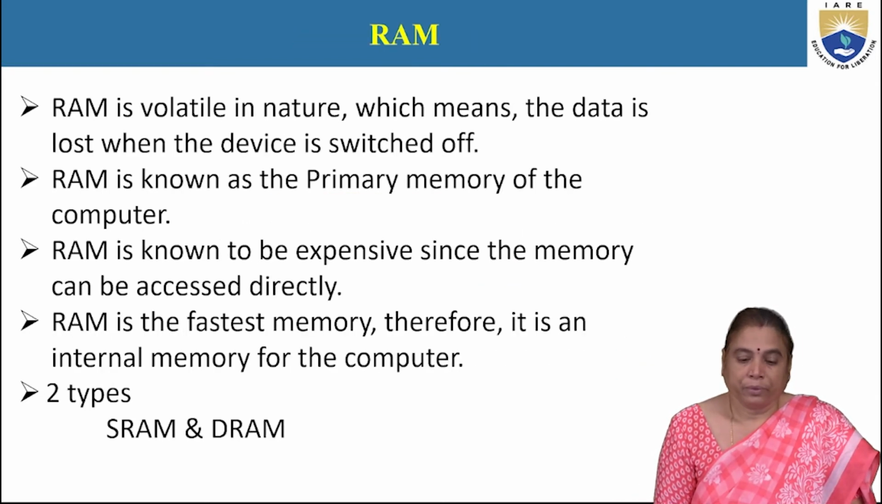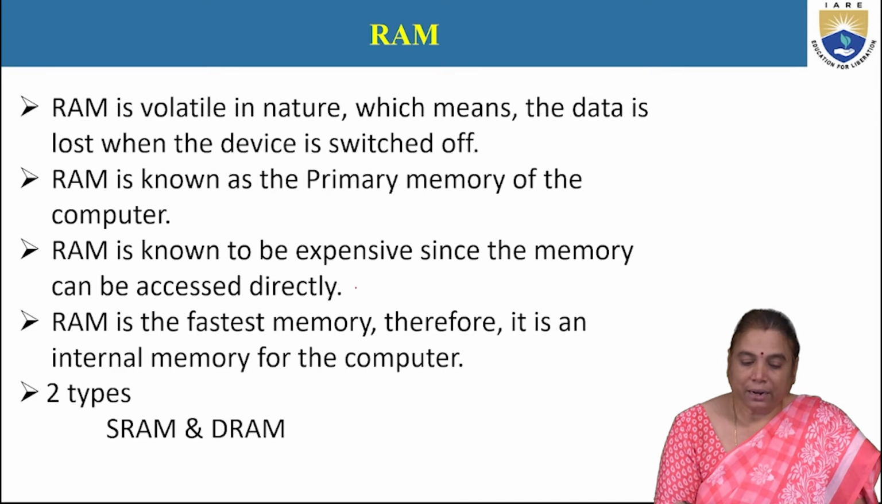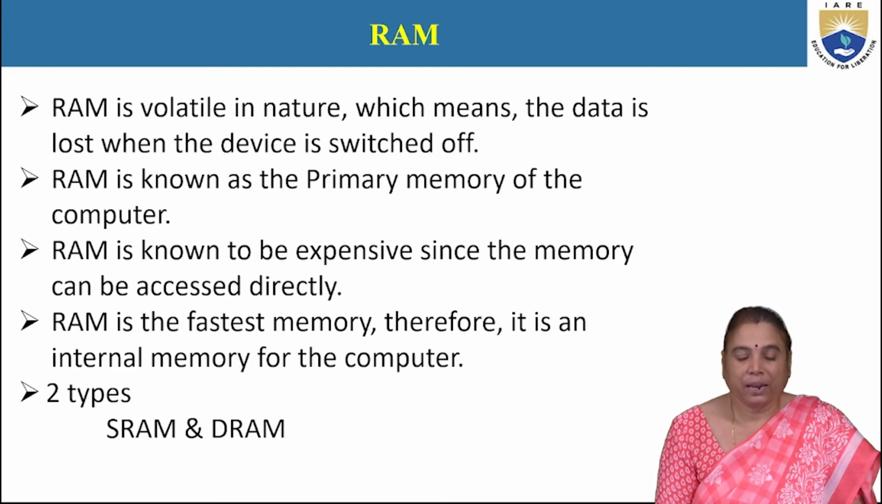What is RAM? RAM is volatile in nature. The data stored in the RAM can get erased if any power interruption occurs or when the user switches off. RAM is known as the primary memory of the computer. RAM is known to be expensive and can be accessed directly by the CPU. RAM is the fastest memory and it has two varieties, static RAM and dynamic RAM.